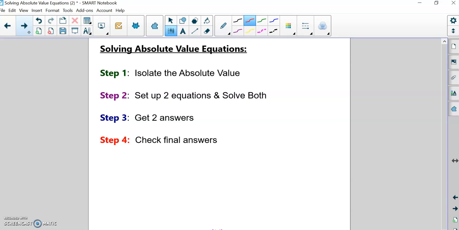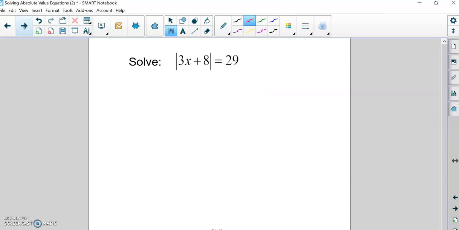So the process, over and over again, is that we want to get the absolute value by itself, and then we want to set up the two equations where it's equal to the positive version of the value on the other side, and the negative version. You're going to get two answers, and you want to check both of those to confirm that they do work. Okay, so we're going to follow this process throughout, using the same concept of what we just talked about.